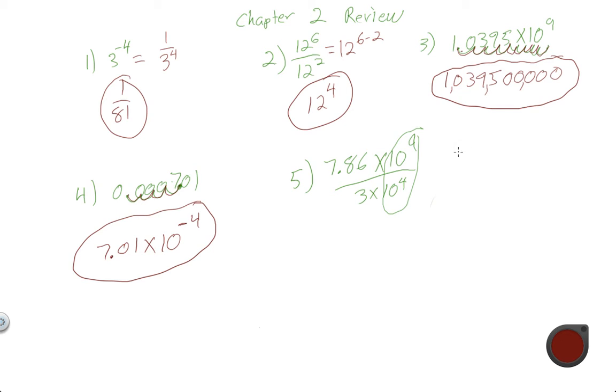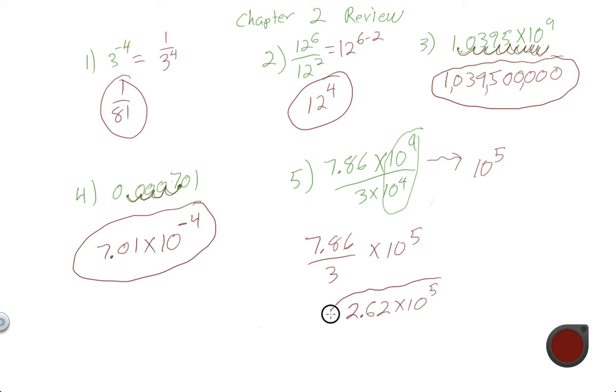Number 5. Again, we can use the same trick that we used in number 2. We have 10 to the power of 9 divided by 10 to the power of 4, and that gives us 10 to the power of 9 minus 4, which is 5. So we can rewrite this as 7.86 divided by 3, all times 10 to the power of 5. 7.86 divided by 3, I recommend putting that in a calculator, and that will give you 2.62 times 10 to the 5th power, and that's nice. In scientific notation, the 2 is between 1 and 9.